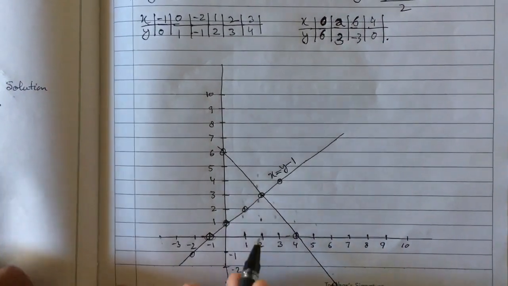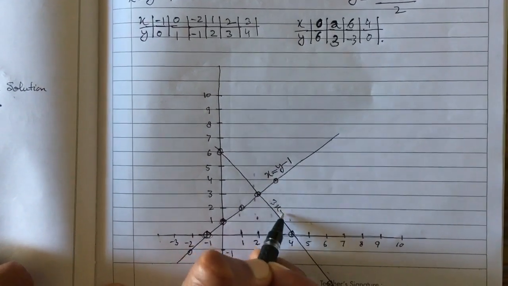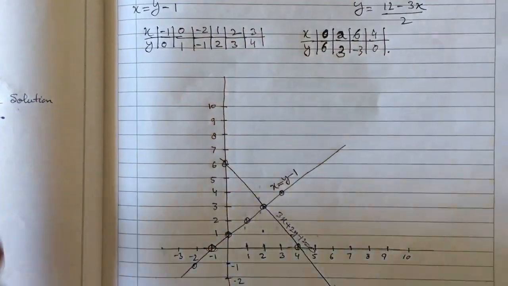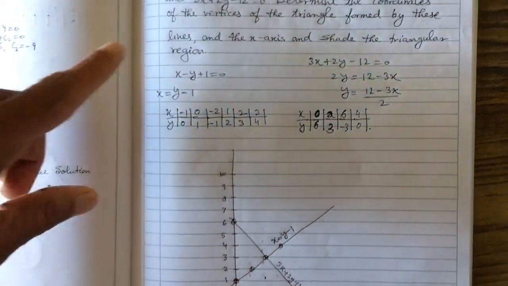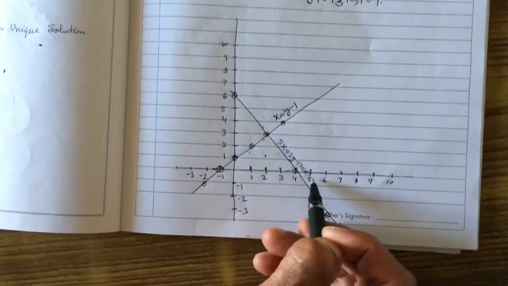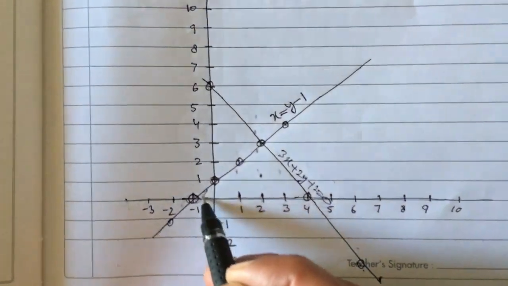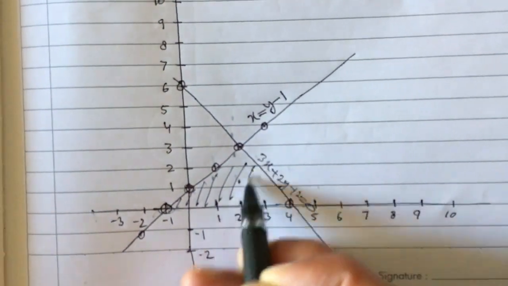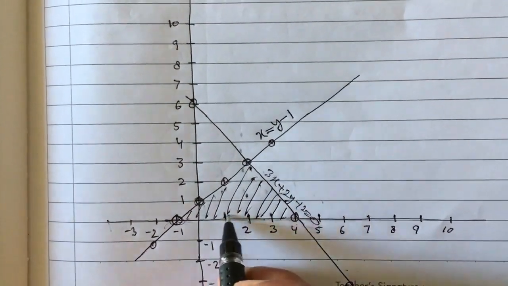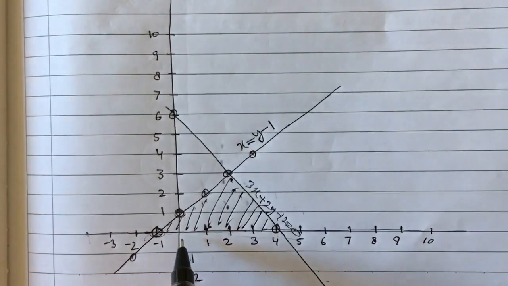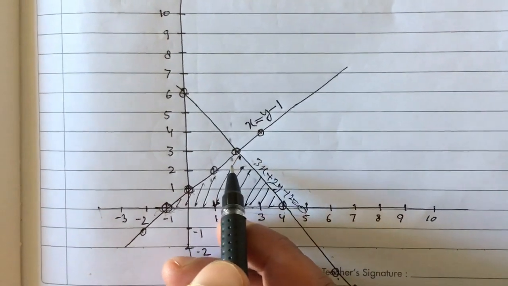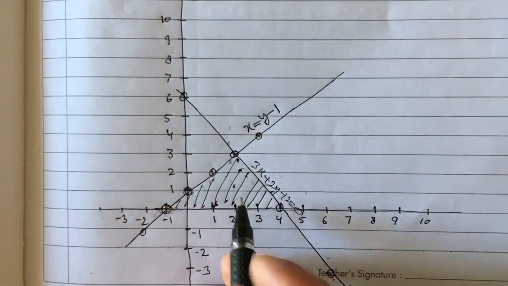Now draw these two lines. This line will be 3x plus 2y minus 12 is equal to 0. Now as given in the question, shade the region between these two lines and the x-axis. This is the x-axis and these lines, then you will shade this portion. Shade this triangle, as given in the question. This is the triangular region.